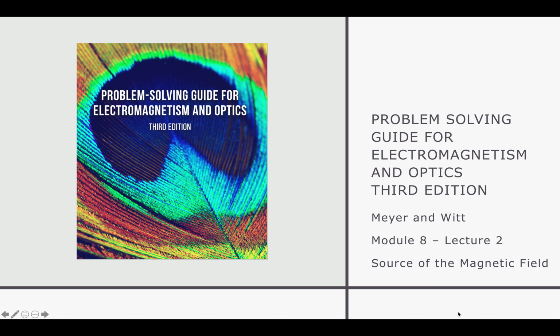This is Module 8, Lecture 2 in the book Problem-Solving Guide for Electromagnetism and Optics, Source of the Magnetic Field. Here we are going to be adding magnetic field vectors and calculating where the magnetic field is 0.